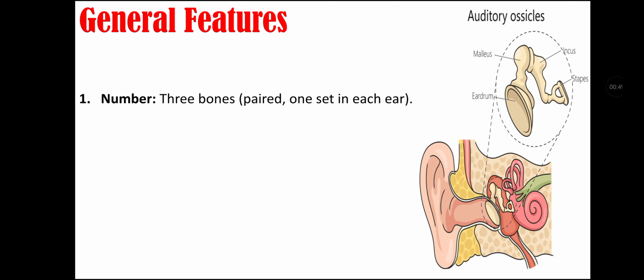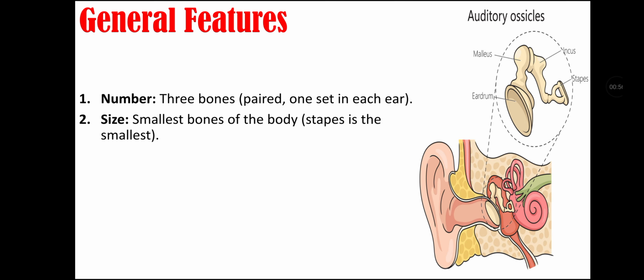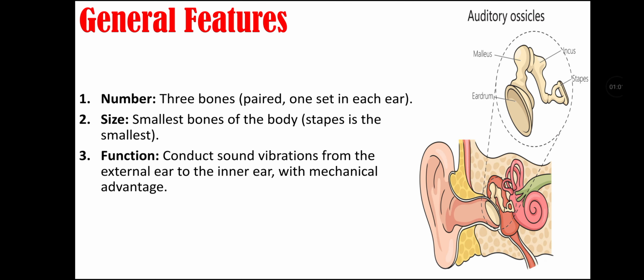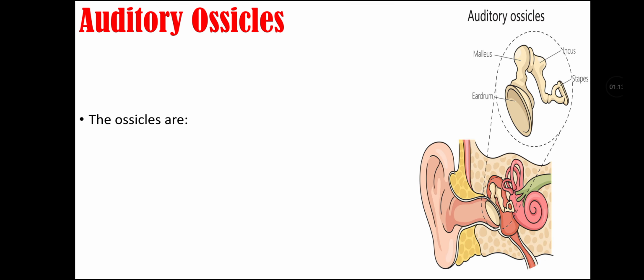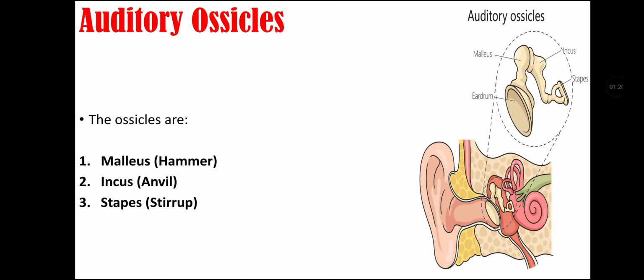General features of auditory ossicles: there are three bones paired on one side, so three bones are in one ear and three bones are in the other ear. They are the smallest bones of the body and the stapes is the smallest of them. Their function is to conduct sound vibration from the external ear to the inner ear with mechanical advantage. Each bone is joined by a synovial joint that allows delicate movement of these bones. Auditory ossicles include the malleus, that is also called the hammer, the incus, that is also called the anvil, and the stapes, that is also called the stirrup.